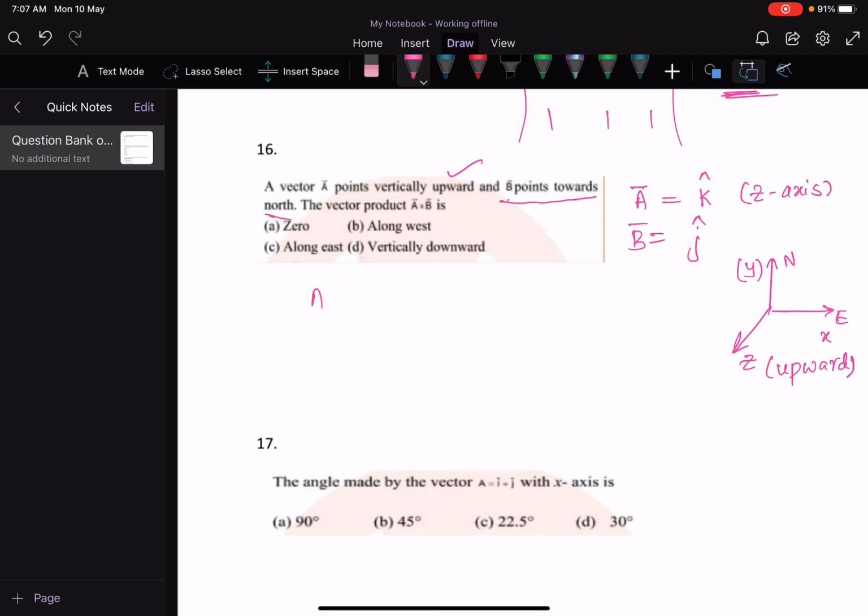Now we need to find A cross B. A cross B is equal to k cross j. k cross j is simply minus i, pointing along the x-axis. What is there along the x-axis? East direction. So A cross B will be along the east direction. This is the answer.